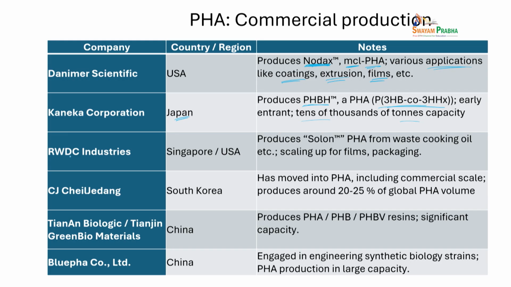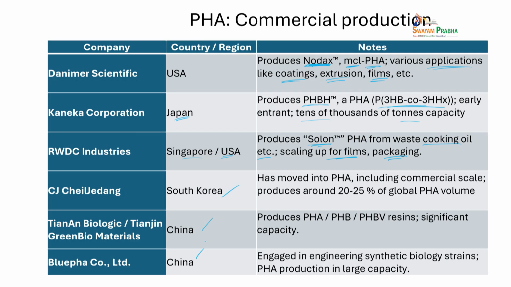RWDC is from Singapore, also has operations in the USA. They produce a resin called Solon, which is a PHA produced from waste cooking oil as a source, and they've been using it for films and packaging. And there are companies from South Korea and China, and you can see there is production of various kinds of PHA.